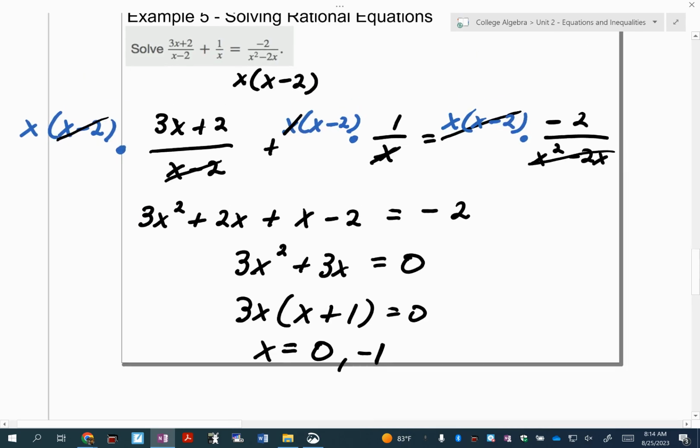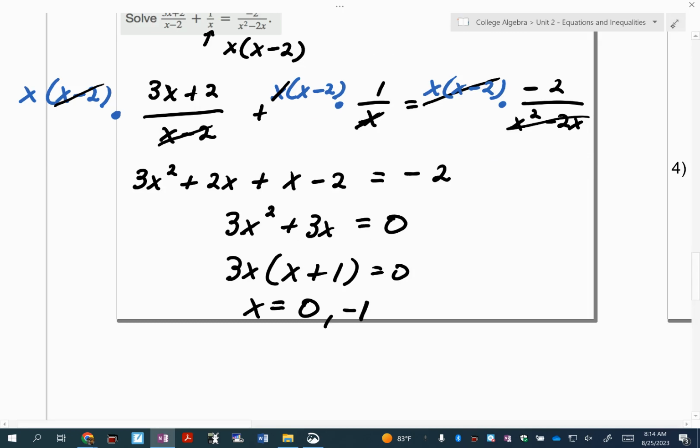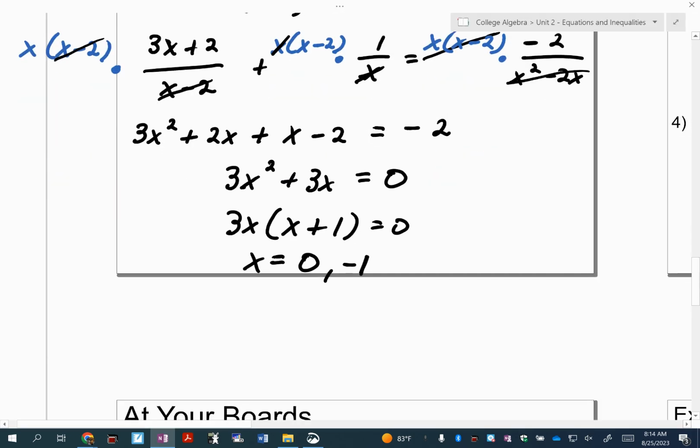Now, before you finish, make sure you take a moment and plug them back in, because you could have what is called an extraneous solution, which means that you got the answer with your work, but when you plug it back into the original equation, it gives you something that becomes an issue. Like in this case, there's going to be a 0 in the denominator. So I'm going to plug in 0. 0 is okay for the first one; 0 minus 2 in the bottom is fine. But if you look at the second one, see how that is 1 over 0? That's not going to be okay. We can't have 0 in the denominator. So this one is called an extraneous solution.